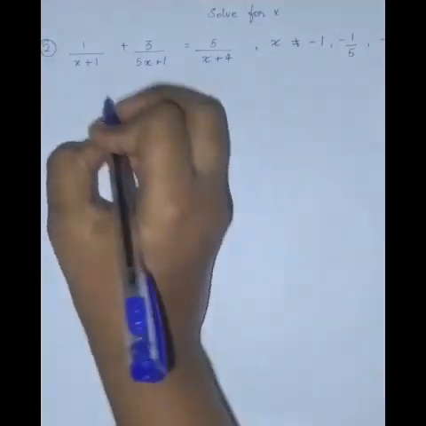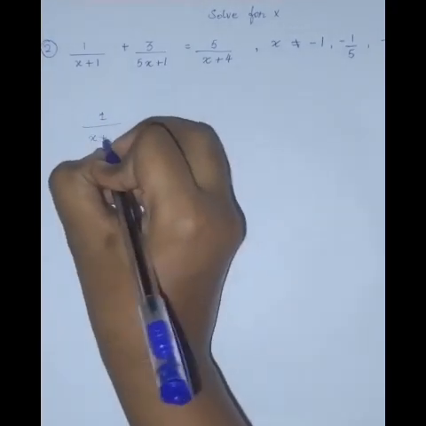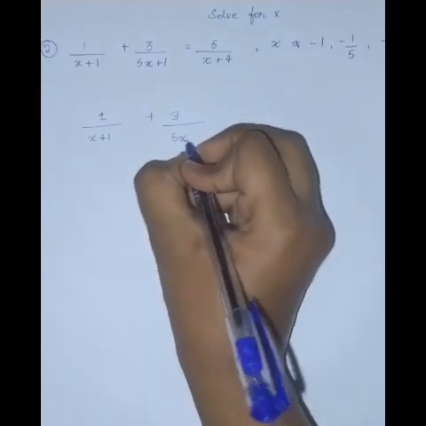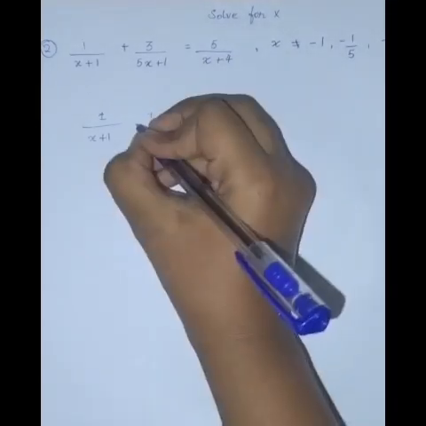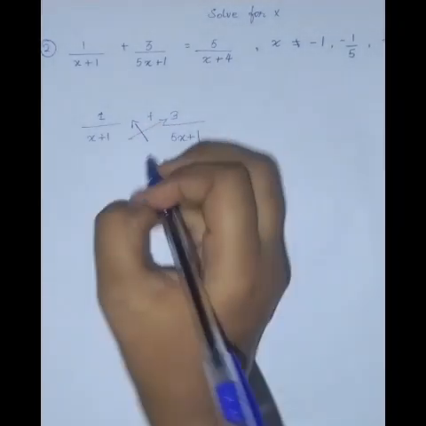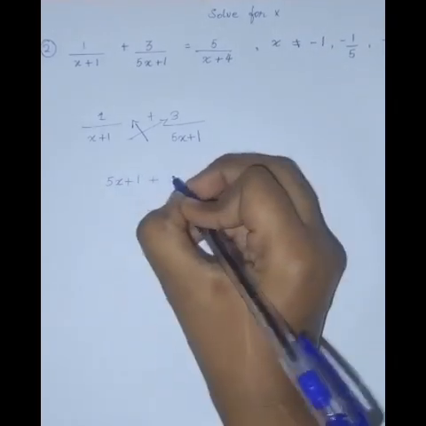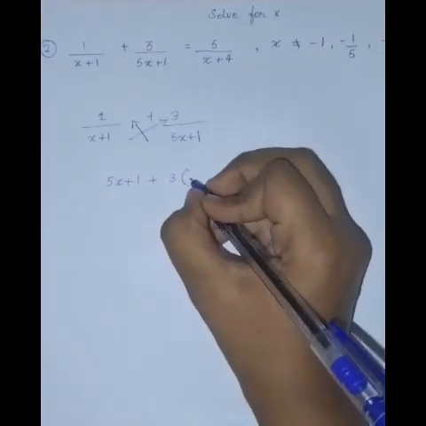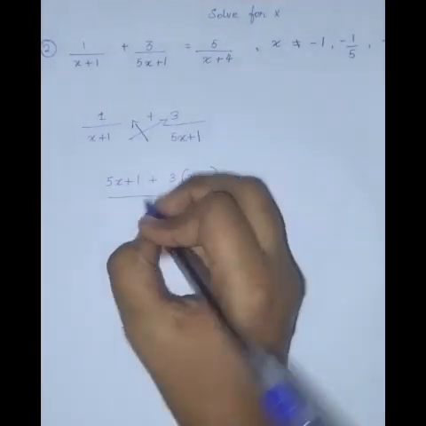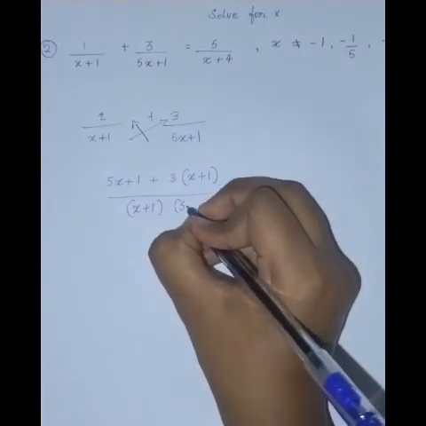As it was given in the question, we need to solve for x and find the value of x, and we are given that x is not equal to -1 and -1/5. So we need to cross multiply the values. When we cross multiply our left hand side, we would get the numerator as 5x plus 1 plus 3, multiplied by x plus 1, divided by x plus 1 into 5x plus 1.